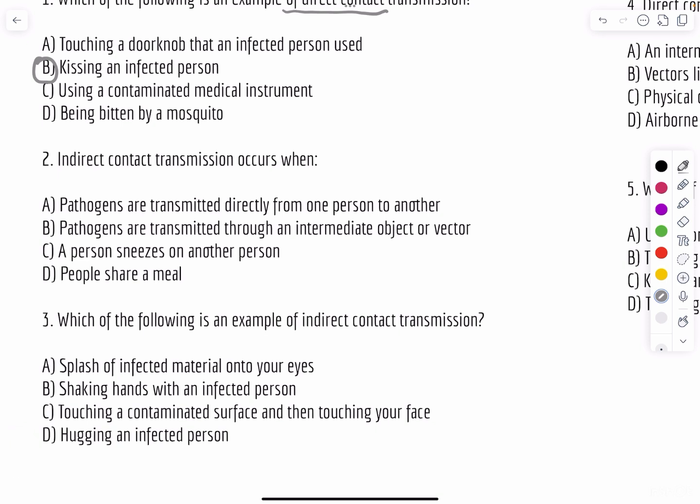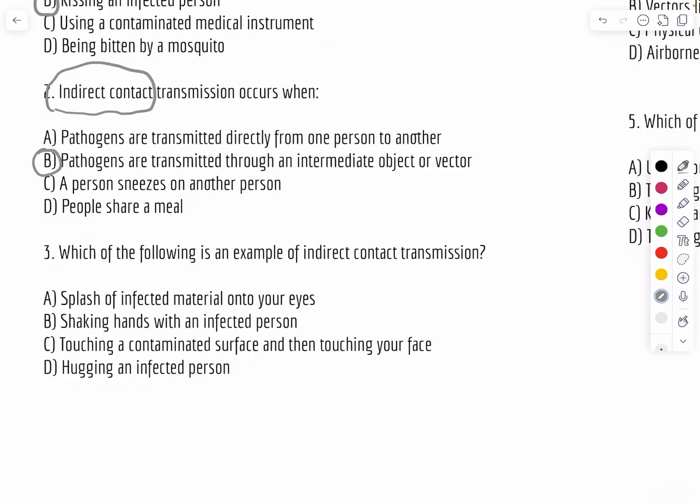Question 2. Indirect contact transmission occurs when: pathogens are transmitted directly from one person to another; pathogens are transmitted through an intermediate object or vector; a person sneezes on another person; people share a meal. The answer here is B, pathogens are transmitted through an intermediate object or vector, since an intermediate object indicates indirect contact as it is asked in our question.